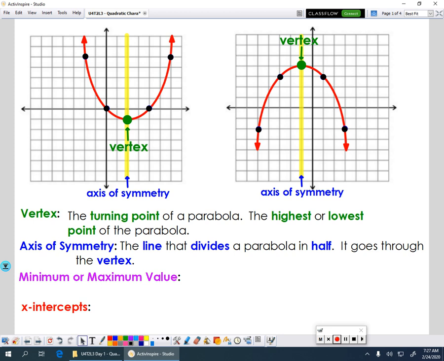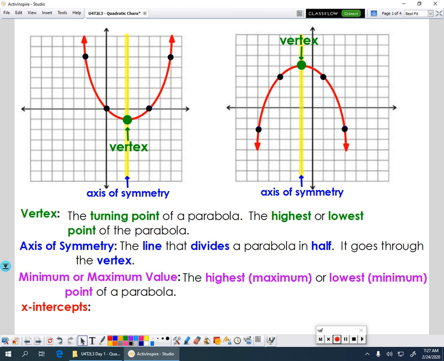All right, we also have what we call a minimum or maximum value. That is your highest or lowest point of your parabola. The highest point is your maximum. Your lowest point is your minimum. And again, we have the vertex here labeled as either maximum or minimum.